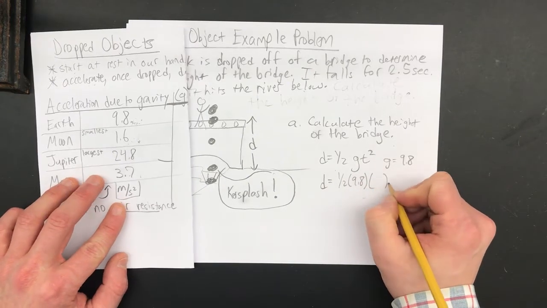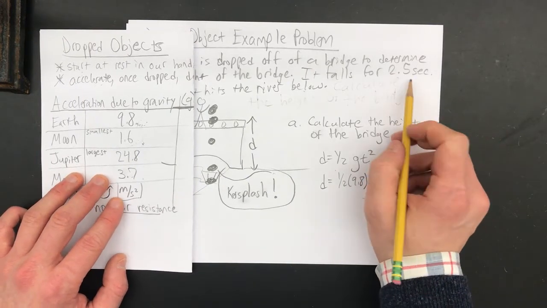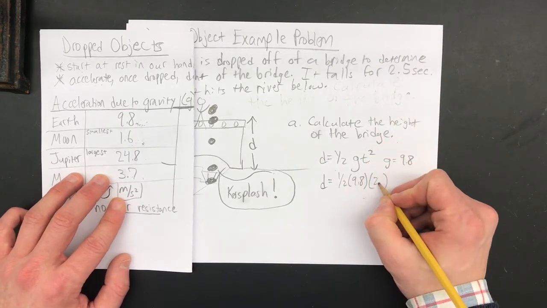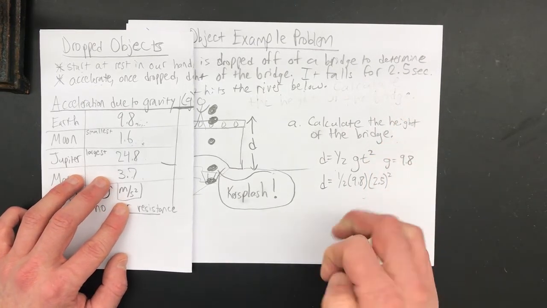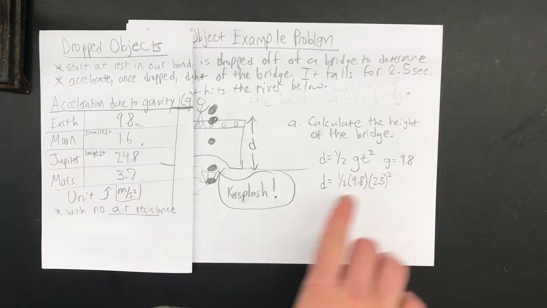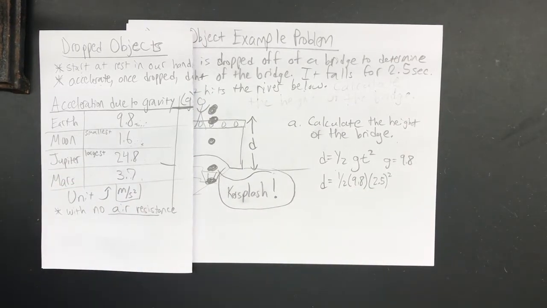What are we going to plug in for t? The t is the only thing that's squared, so it's 2.5 seconds. Now on your calculator, multiply a half times 9.8 times 2.5. I'm going to do it over here. Oh, the 2.5 should be squared as well.